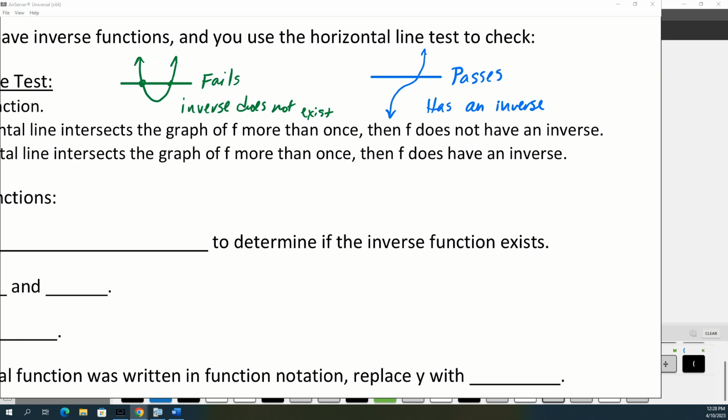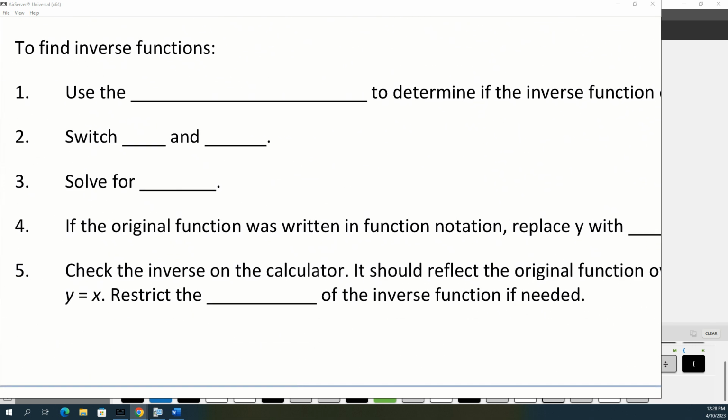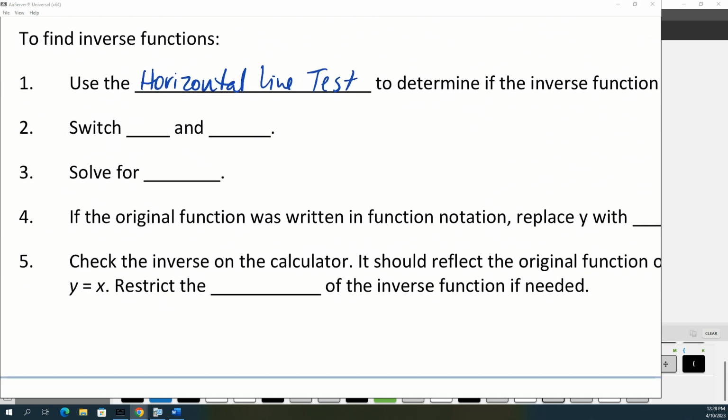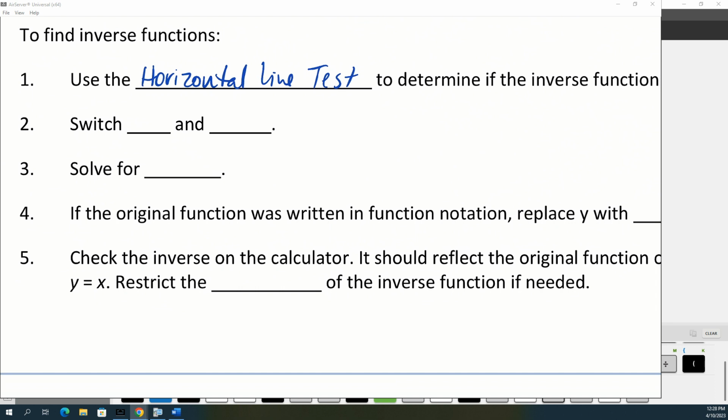Okay, so the first step when we are finding inverses is to decide if the inverse exists, if it even has an inverse. That's number 1. You're going to use the horizontal line test to determine if the inverse function exists. If it doesn't exist, then you just say the inverse does not exist. If it does, then we go on to the next steps.